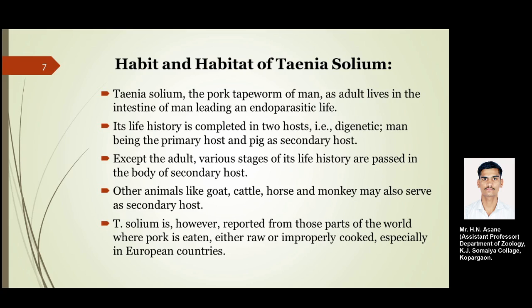Its life history is completed in two hosts, that is, a digenetic life cycle, with man being the primary host and the pig the secondary host. Except for the adult, various stages of its life history are passed in the body of the secondary host. Other animals like goat, cattle, horse, and monkey may also serve as secondary hosts of this parasitic infection.